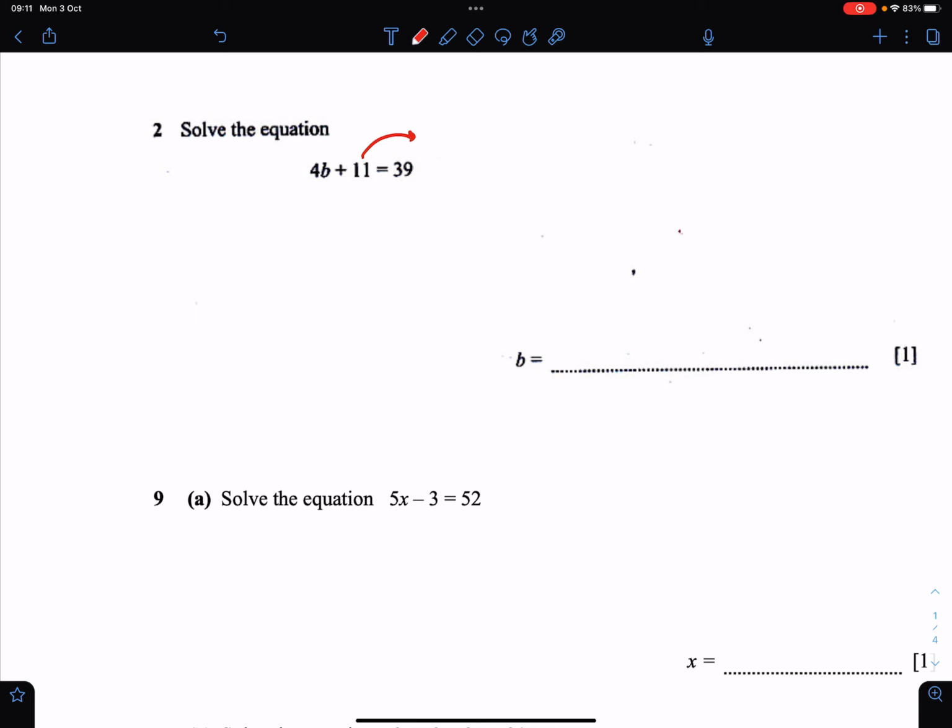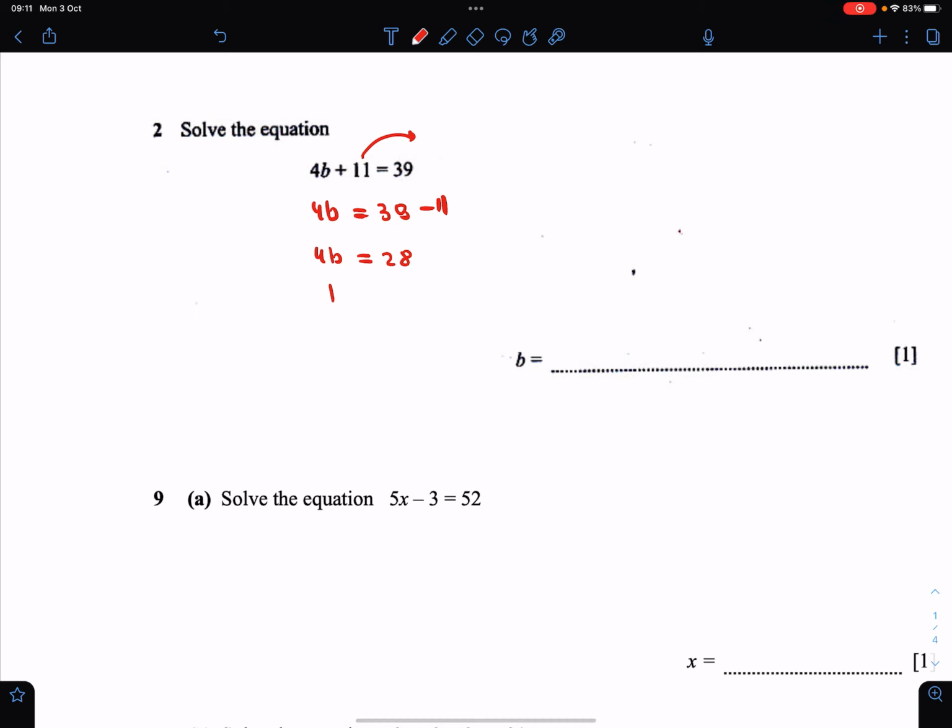This is the first way. Make b the subject, basically, right? So moving 11 to the other side, we're going to have only 4b equals 39. Am I going to subtract 11 or add 11? Subtract 11. The reason is it's positive on the left. When we change the position to the right, it's going to be negative, right? Minus 11.